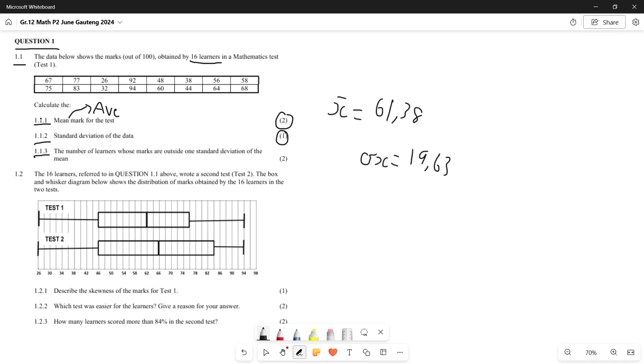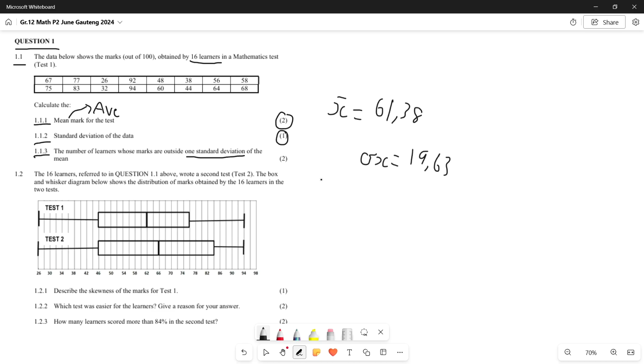The next question requires that we use both answers from 1.1.1 and 1.1.2 to calculate this, because it says the number of learners whose marks are outside one standard deviation of the mean. Okay, so we're going to set this up. We're going to subtract this value from this value over here for one standard deviation lower than the mean, and then we're going to add this value to our mean so that we have one standard deviation above the mean. So let me just set that up and then we can explain that further.